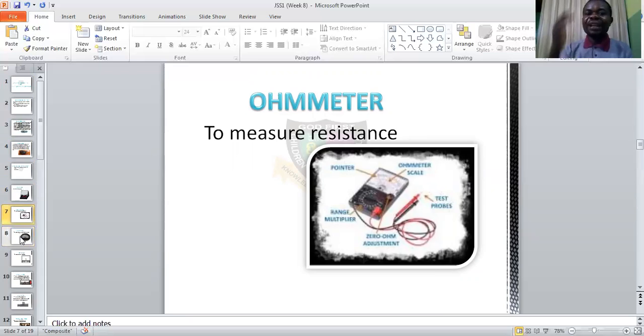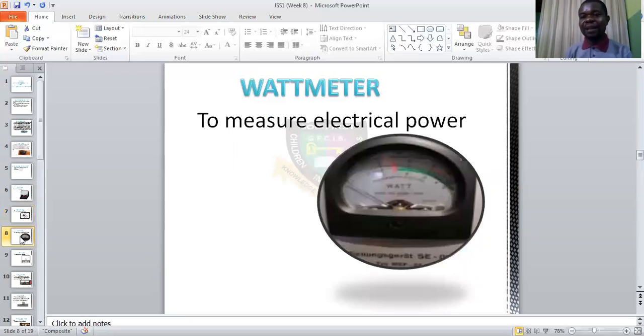This is the wattmeter. Watt means power. That is the unit of power. We'll be dealing with these things next week. The wattmeter is used to measure electric power. You are seeing watt here. The voltmeter was showing volt, the ohmmeter was showing ohm, and this one is showing watt, because it is a wattmeter. When you hear watt, you're talking about electrical power.